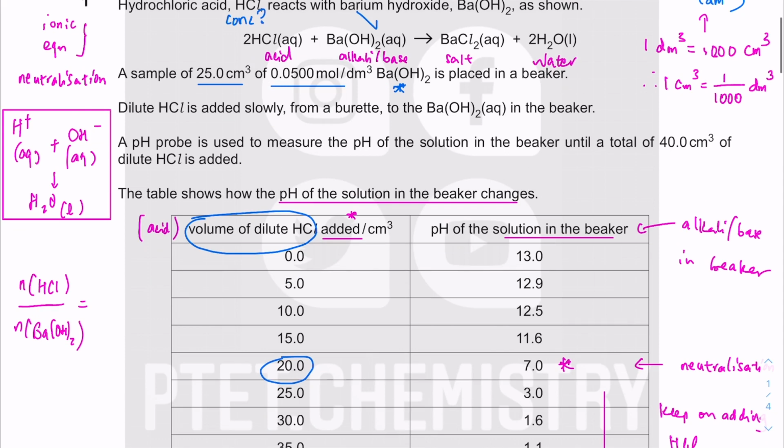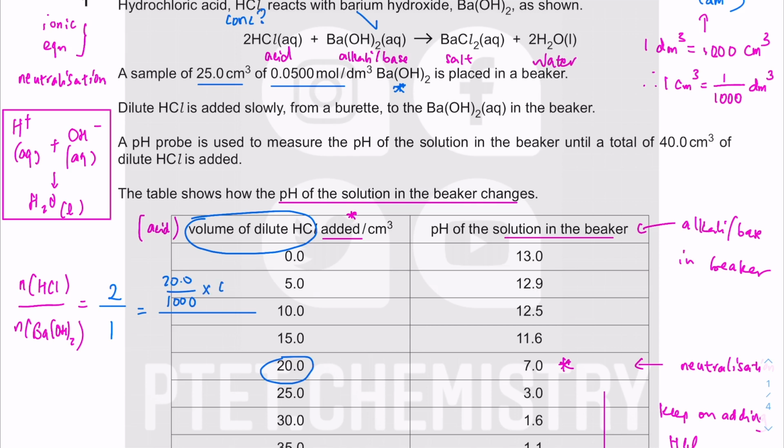So from the balanced equation, I've written HCl on top, so I have to read the balanced equation. This is what we label, and this is from the balanced equation: 2 HCl and 1 barium hydroxide. There is 2 HCl on top and 1 barium hydroxide at the bottom. And this is equal to the actual mole that reacted. The actual mole of HCl that reacted is 20.0 cm cubed, so there's 20.0 over 1000, expressed in dm cubed.